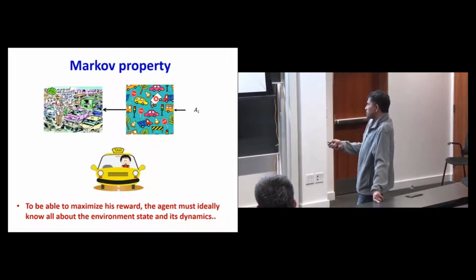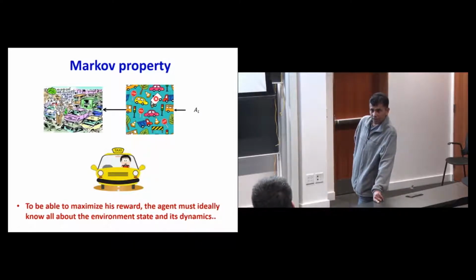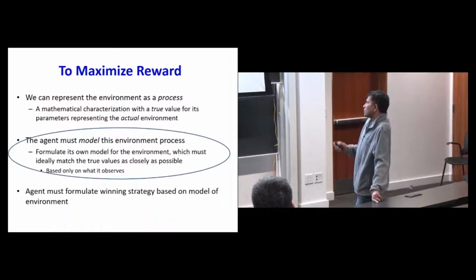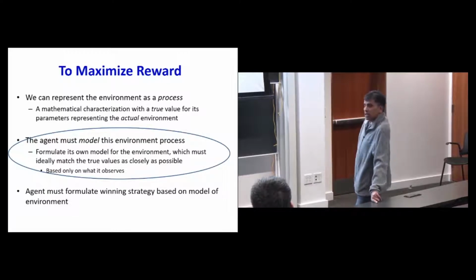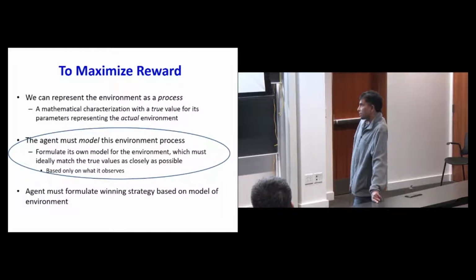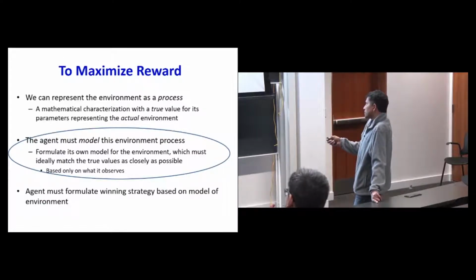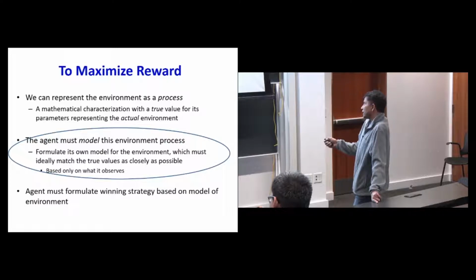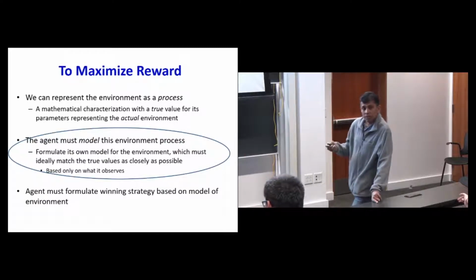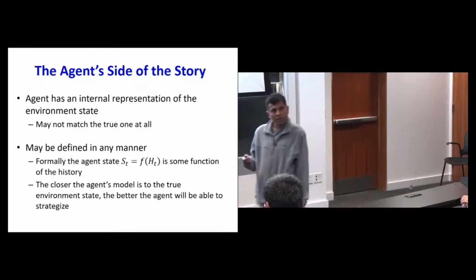And to be able to maximize his reward, the agent must ideally know all about the environment state and all of its dynamics. The problem is the agent can't know all of this. The agent must model the environment process. Basically, the agent must formulate its own model for the environment, which ideally must match the true values as closely as possible, but this must be done based only on what the agent observes.